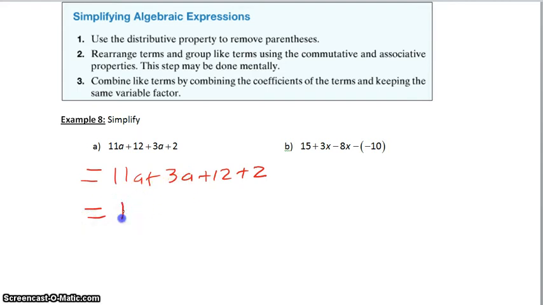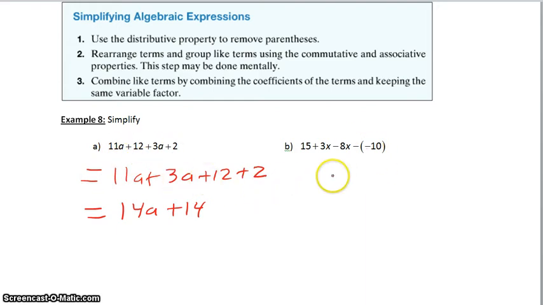11a plus 3a is 14a, and 12 plus 2 is 14. And we're actually finished with this problem. Now we were able to rearrange these values because this was all addition.